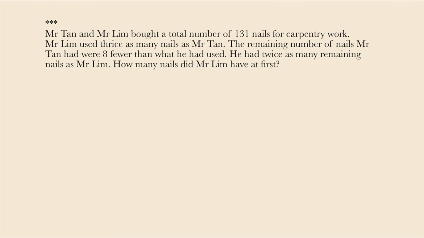Mr. Tan, Mr. Lim bought a total of 131. Okay, not that useful. Mr. Lim used 3 times as many nails. Okay, now I first construct a little table. Yeah, what's used and what's remaining. So the first piece of information that I actually act on is right at the end there. So it's kind of like working backwards.